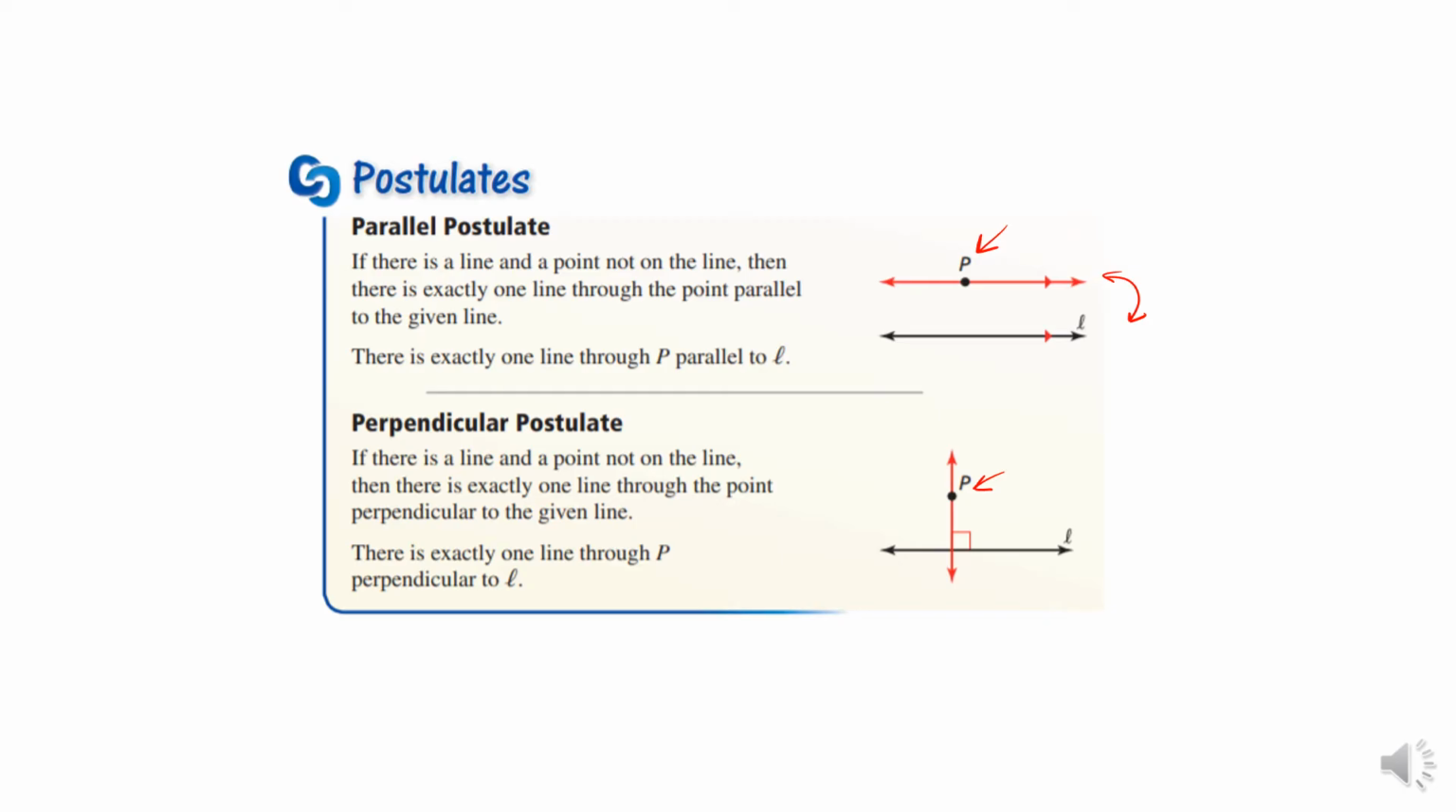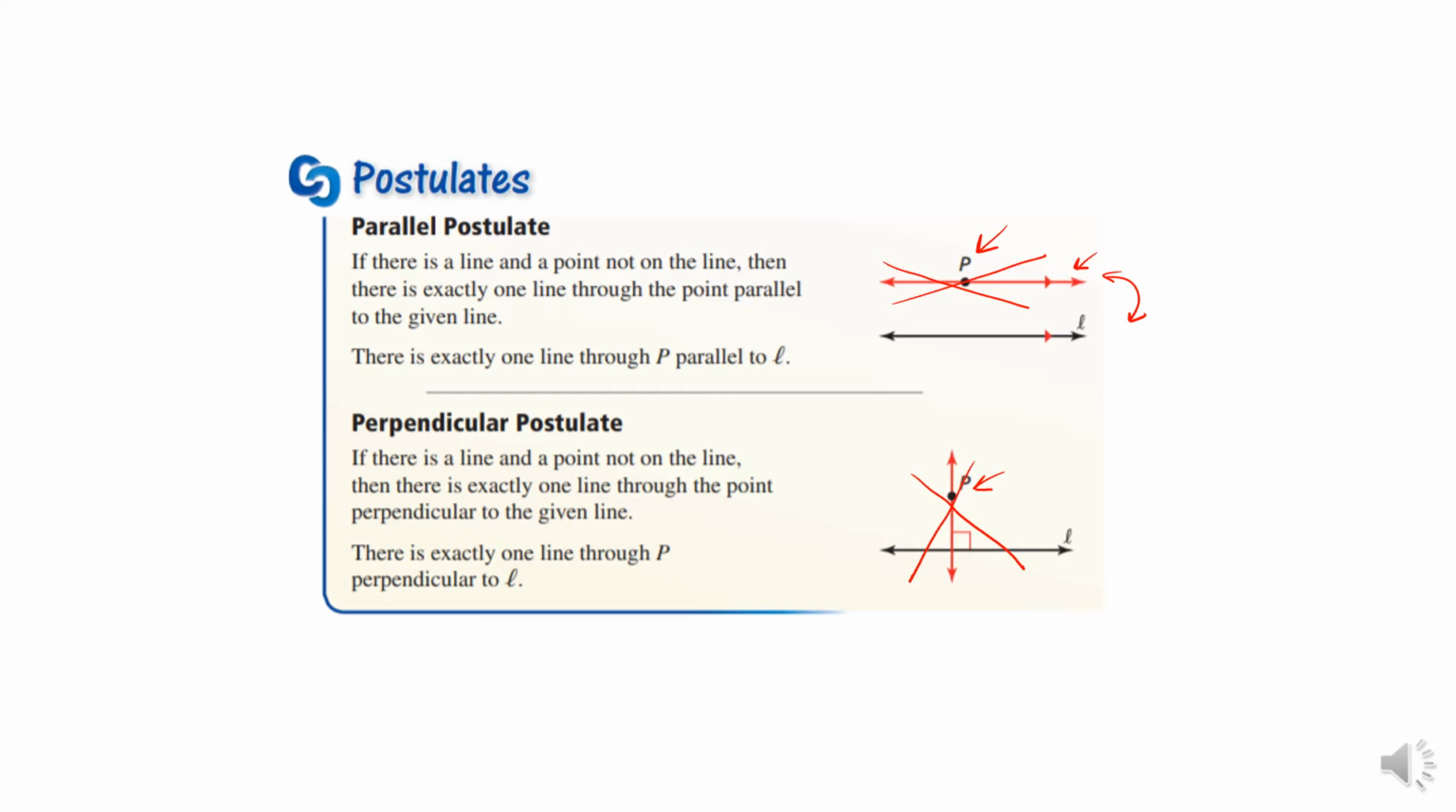If there is a line and a point not on the line, point P, then there is exactly one line through the point that will be perpendicular to the given line. We can draw a lot of lines, but they will not be perpendicular. That's what they're trying to say. We can draw an infinite number of lines through there, but only one of them will be parallel. That's what they're trying to get through.